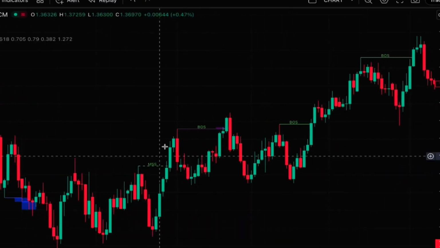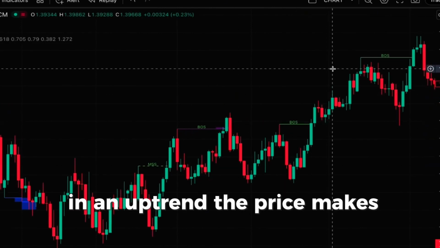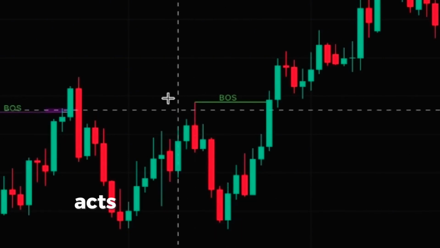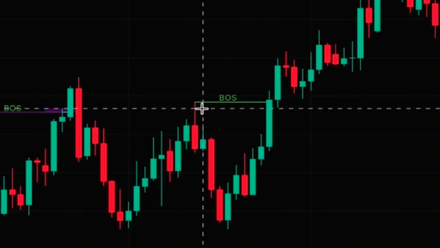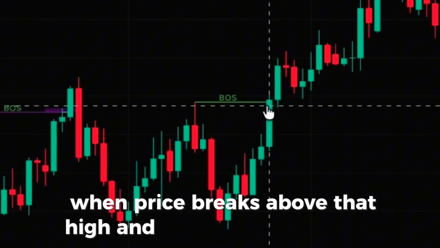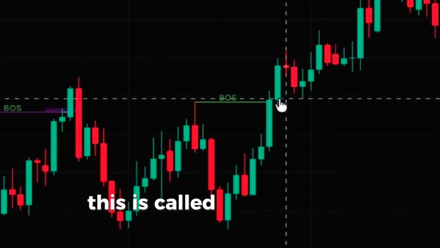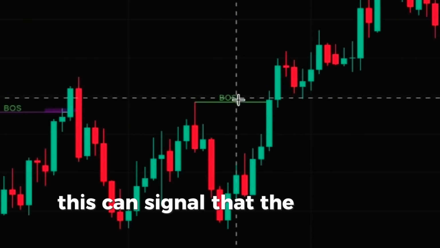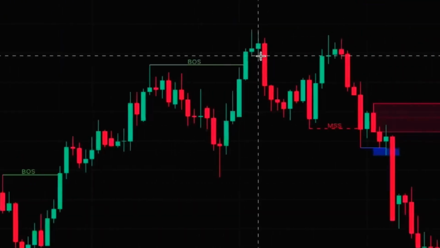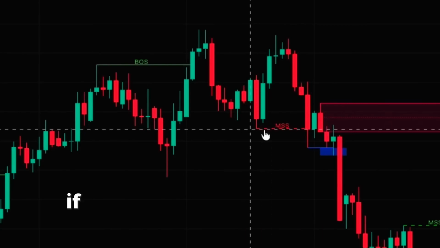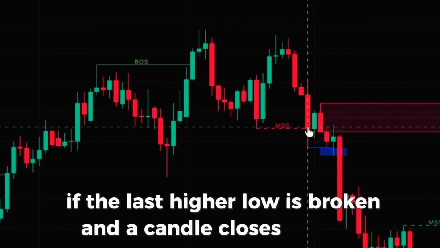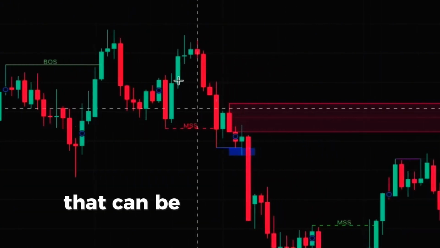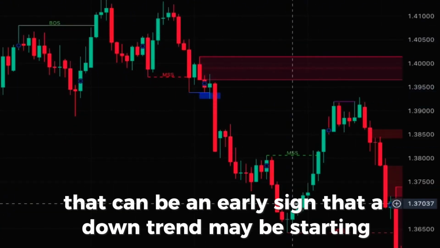In an uptrend, the price makes higher highs and higher lows. When price pulls back, the previous high acts as a potential resistance level. When price breaks above that high and closes a candle past it, this is called a breakout of structure and labeled BOS. This can signal that the uptrend is likely to continue. Similarly, after an uptrend, if the last higher low is broken and a candle closes below it, this is also marked as market structure shift. That can be an early sign that a downtrend may be starting.